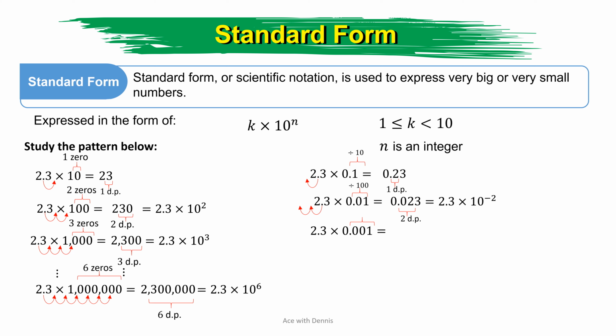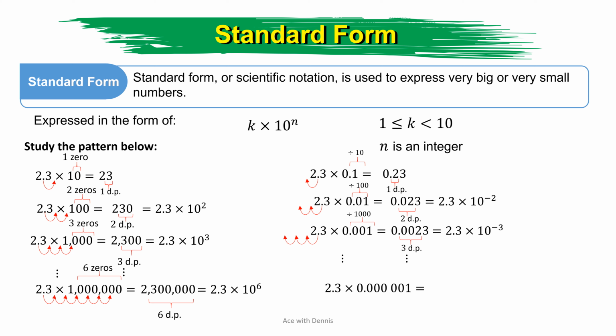Next, 2.3 times 0.001. When we multiply by 0.001, we divide the number by 1000. So in 1000, there are 3 zeros. Then we need to move the decimal point for 3 decimal places to the left. And we get the answer as 0.0023. Here are 3 decimal places. And we can write 0.0023 equals 2.3 times 10 to the power of negative 3.